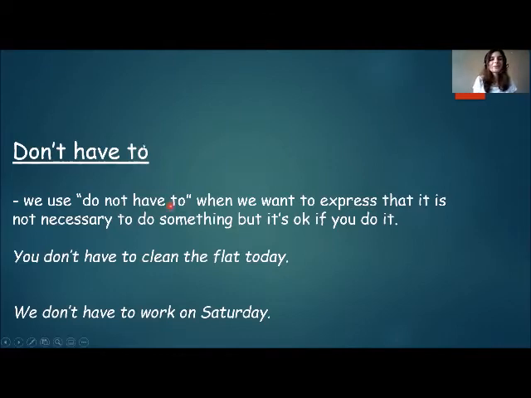Yeah? Cool, guys, perfect. Now that it's clear, let's have a look at its form if you don't know it yet.